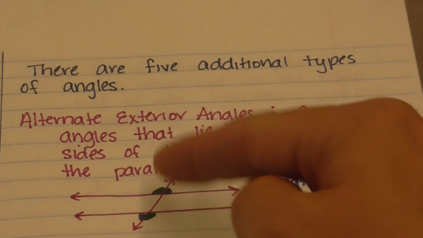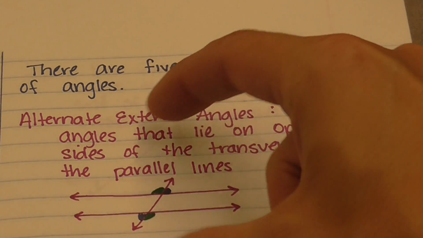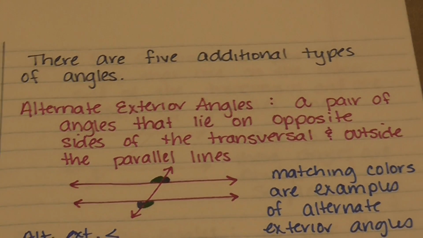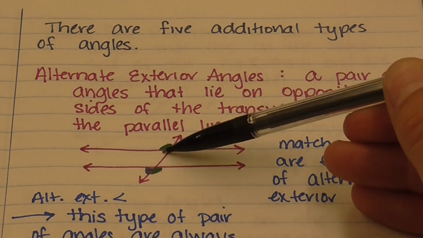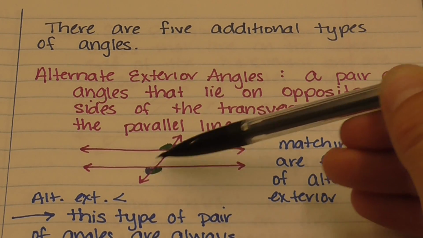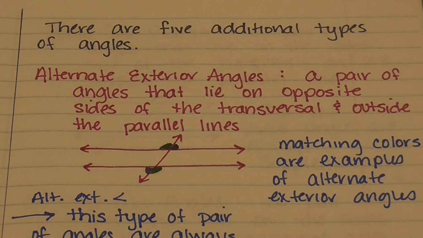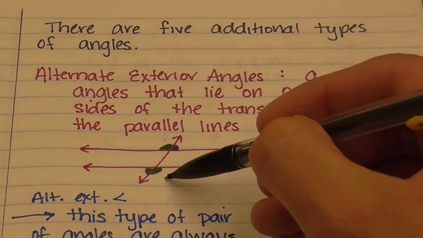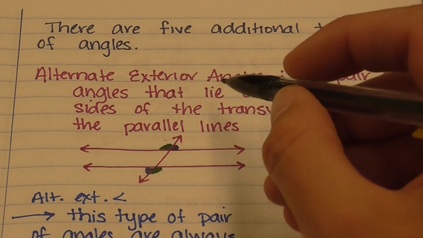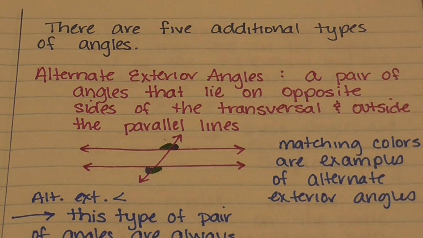Alternate sides of the transversal, exterior, outside the parallel lines. Okay, so the matching colors, I don't know how well you can see it on video, but these two here are green, those two here are kind of a dark blue. All right, so alternate being opposite sides of the transversal, exterior being outside the parallel lines.